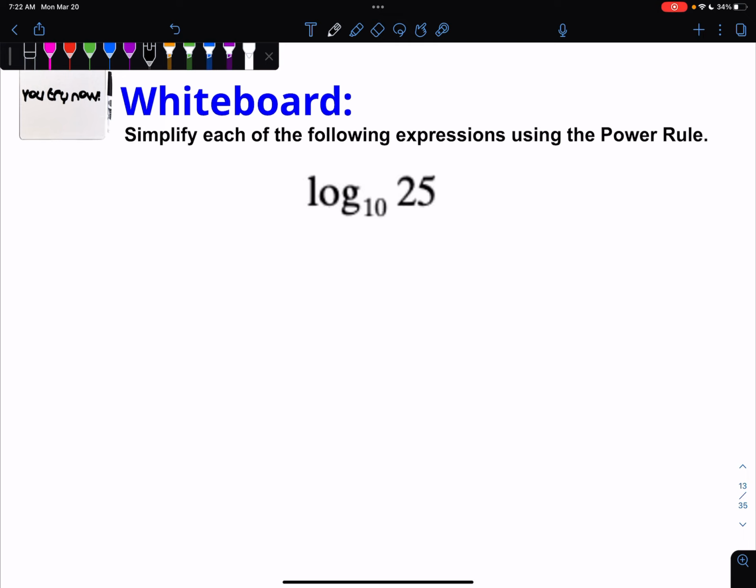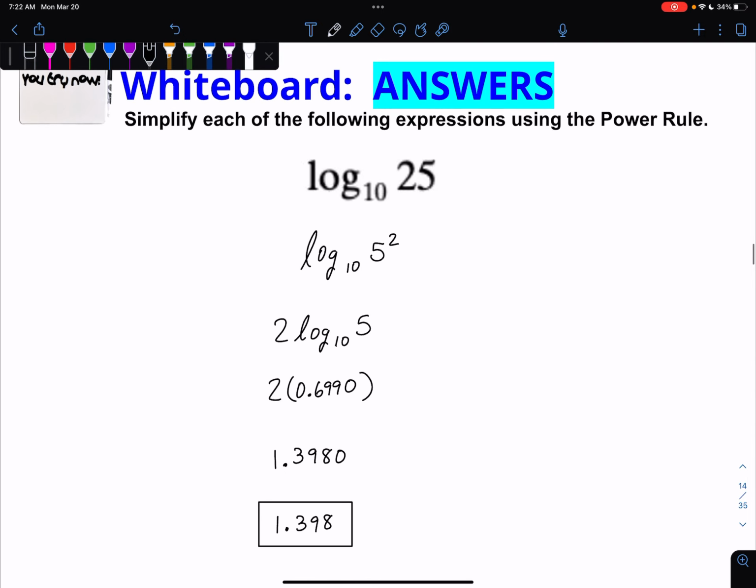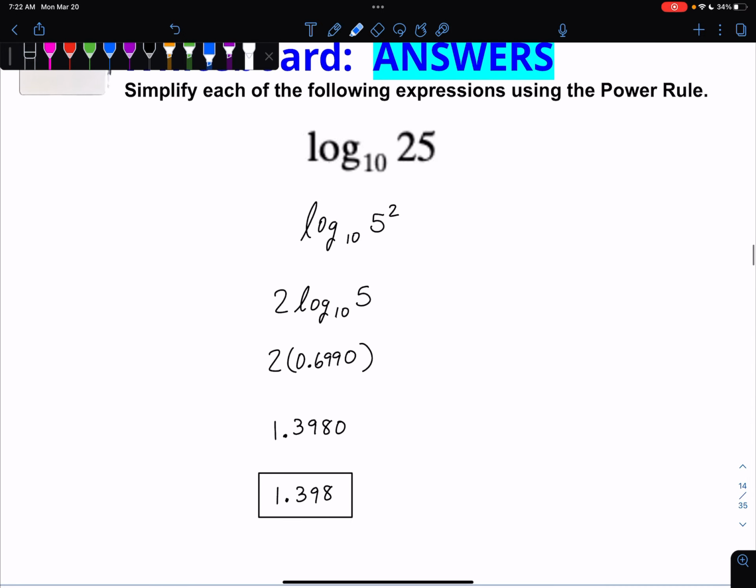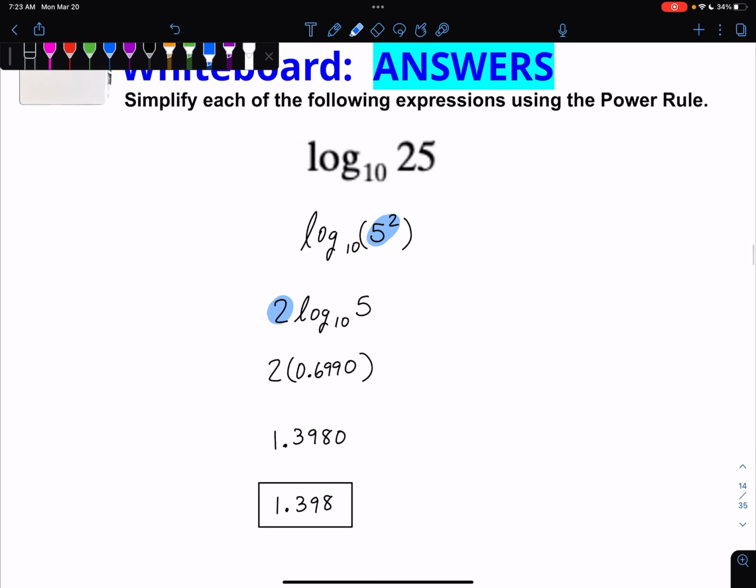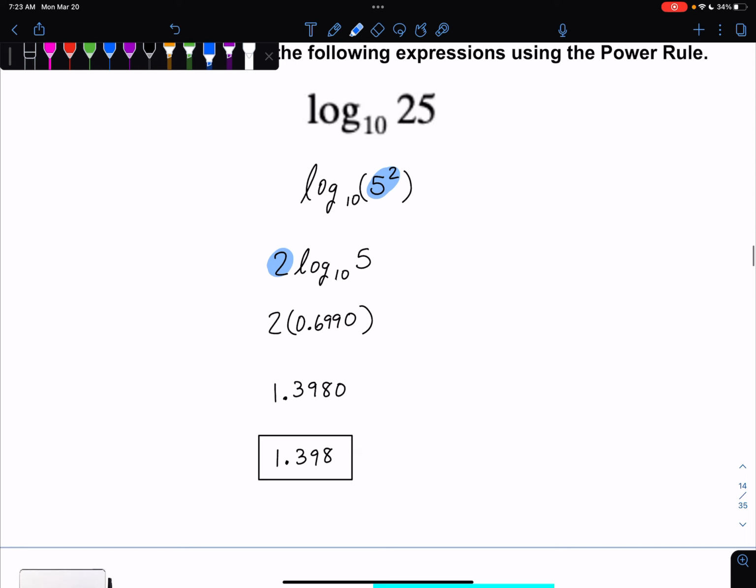All right, thank you so much. So we're going to show this answer. You should have had 5 squared right here. 5 squared makes 25. The 2 comes in front, power rule. 2 times log base 10 of 5. You multiply that out, you get 1.398. Yay.